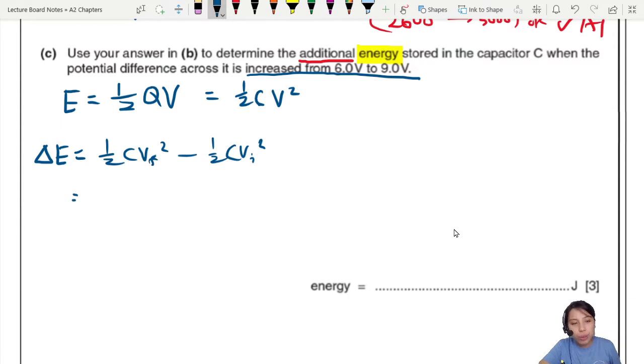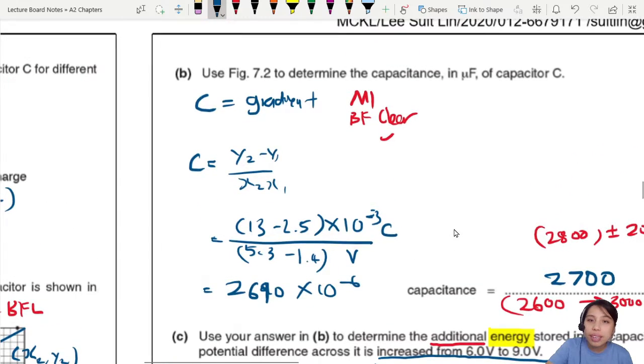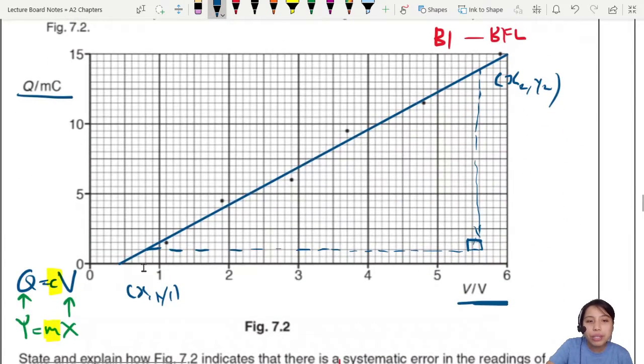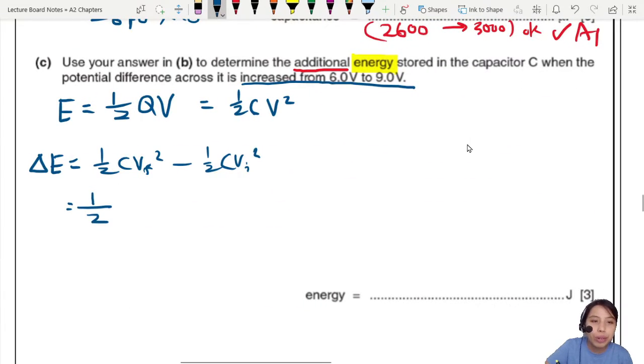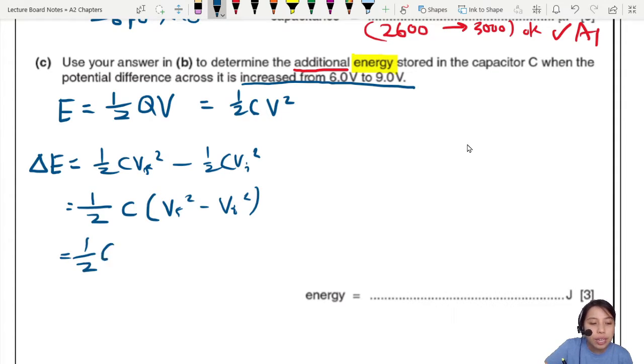If you want to shortcut a bit, you can combine them. The C is the same because the gradient is the same. C is the gradient, and the gradient is pretty much the same throughout the whole nice straight line. So we can say C is a constant. I'm going to shorten this and say V final squared minus V initial squared. For C, you use whatever gradient you got. I'll use the correct value, 2800, times 10 to the negative 6.